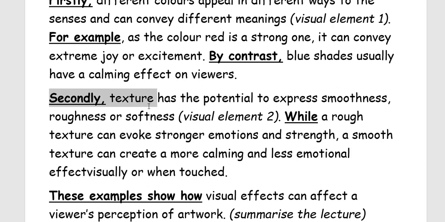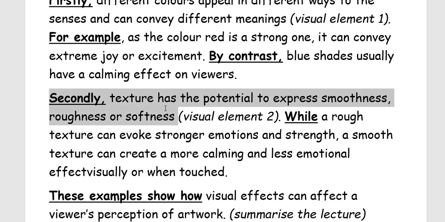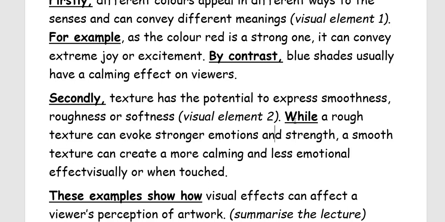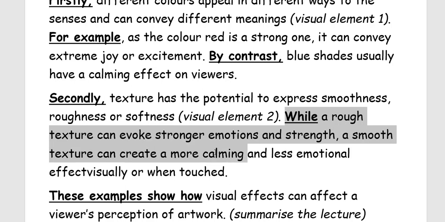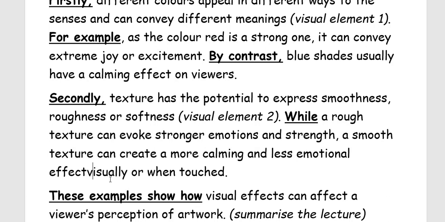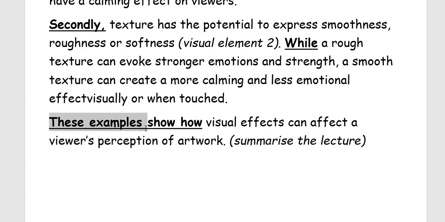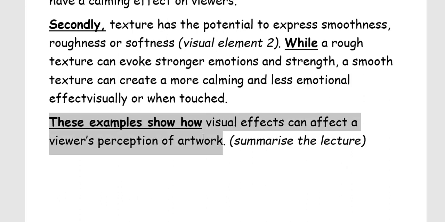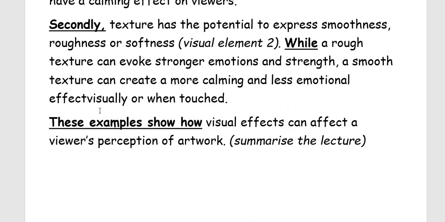Secondly, texture has the potential to express smoothness, roughness, or softness. While a rough texture can evoke stronger emotions and strength, a smooth texture can create a more calming and less emotional effect visually or when touched. These examples show how visual effects can affect a viewer's perception of artwork. All right.